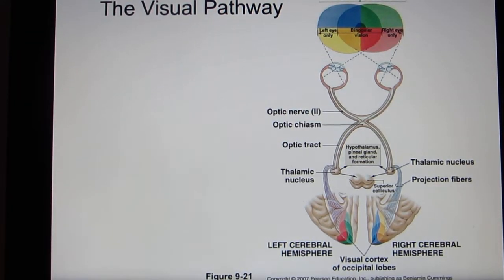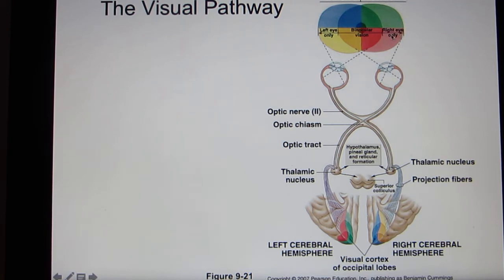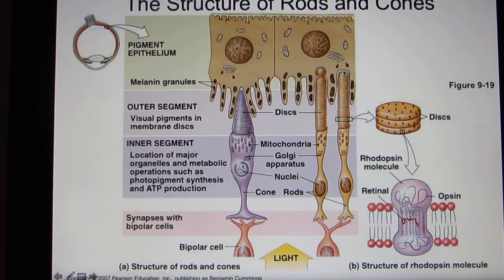Okay, let's keep going. The visual information will go through the two eyes, through the optic nerve, which is cranial nerve number 2, and go to the thalamus. From the thalamus, it goes to your visual cortex in your occipital lobe. And in humans, our two eyes are in the front. The reason is the brain needs the information from the two eyes to create 3D vision.